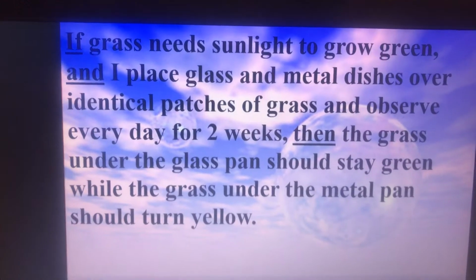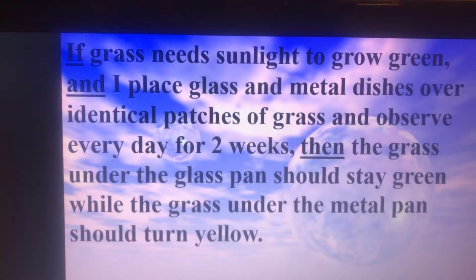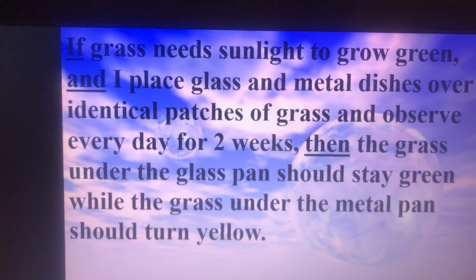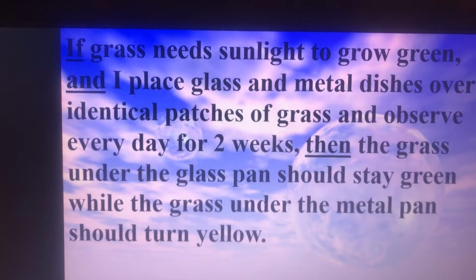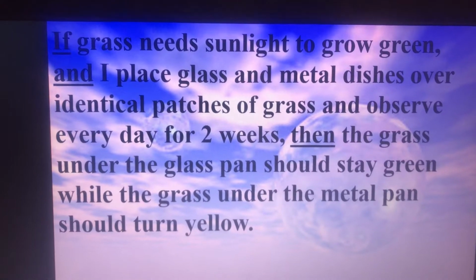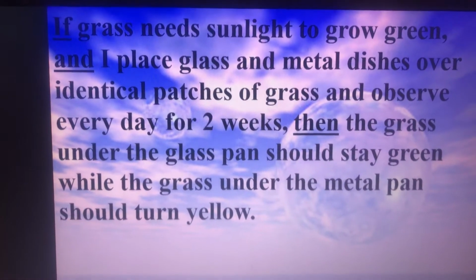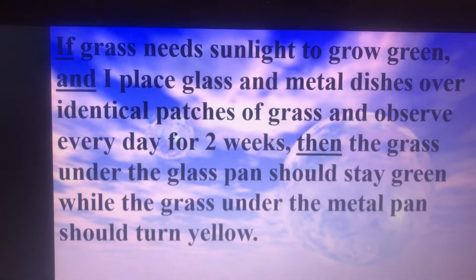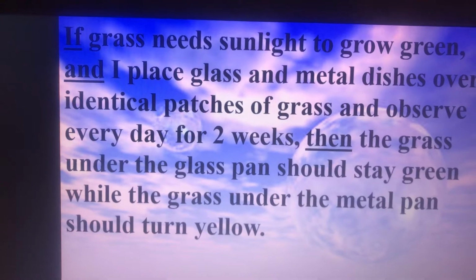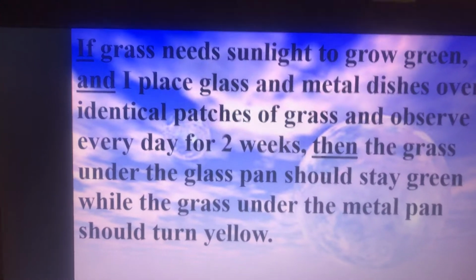We're going to put together an experiment. We've got the grass turning yellow, so here's the issue. If grass needs sunlight to grow green, and I place a glass and a metal dish over identical patches of grass and observe every day for 2 weeks, then the grass under the glass pan should stay green, while the grass under the metal pan should turn yellow, right? Because the metal pan is not going to let the sunlight in. So that's my hypothesis.